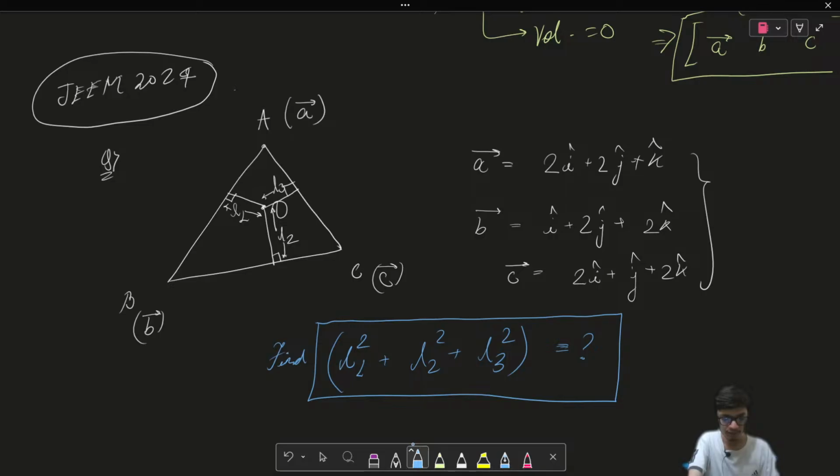Viswajit, sir, is the skeletal product of BAC equal to ABC? No, it's the negative of that. Skeletal product of BAC is negative of ABC, because if you do an odd number of interchanges, then the result is negative. If you do an even number of interchanges, then the result is the same.